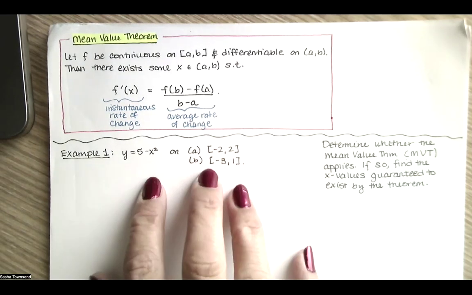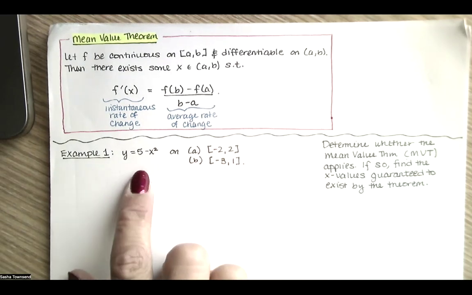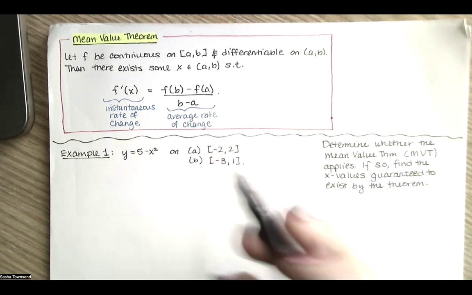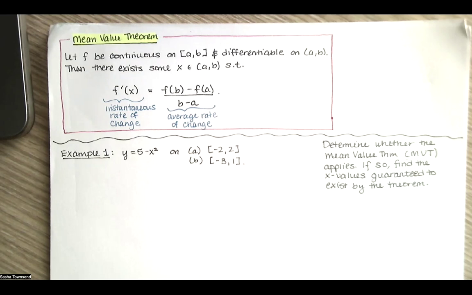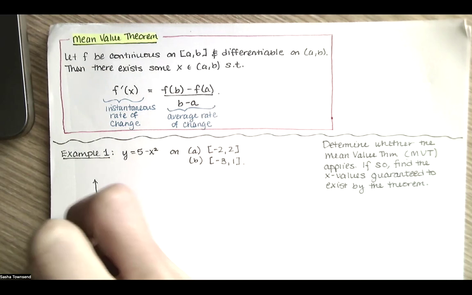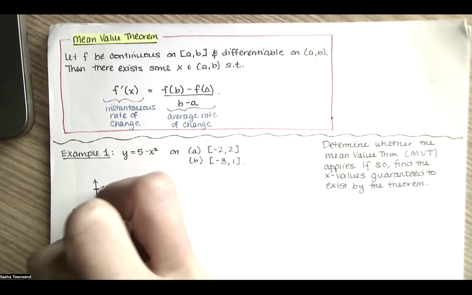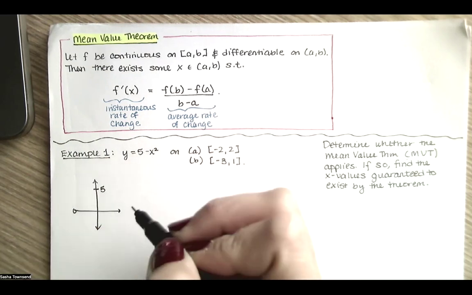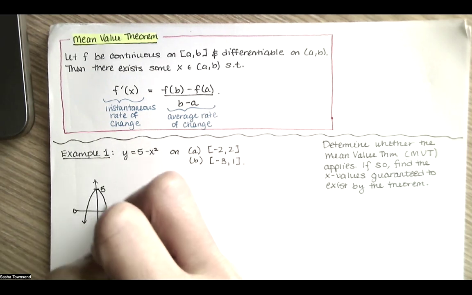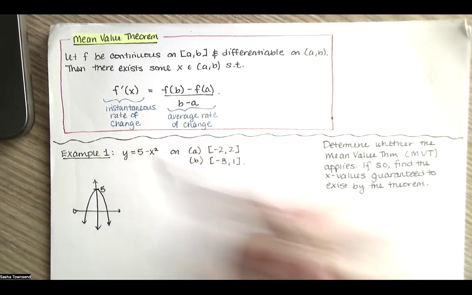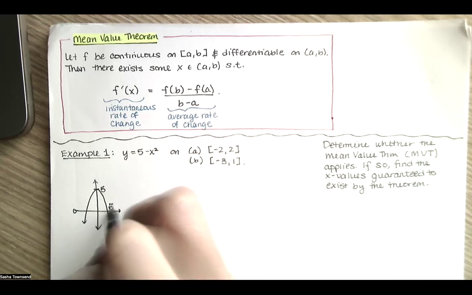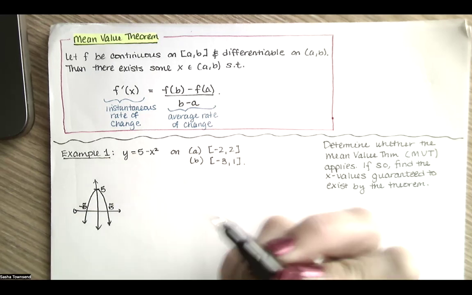Okay, so let's apply that in a specific example. We've got y equals 5 minus x squared, and let's look at it on the interval from -2 to 2, and then on the interval from -3 to 1. Well, 5 minus x squared is just a parabola. We multiplied it by -1, so we flipped it upside down, then we added 5 to it. And roughly it looks like this. And that'll equal 0 when x equals plus or minus the square root of 5. So this is a positive square root of 5, and this is a negative square root of 5.